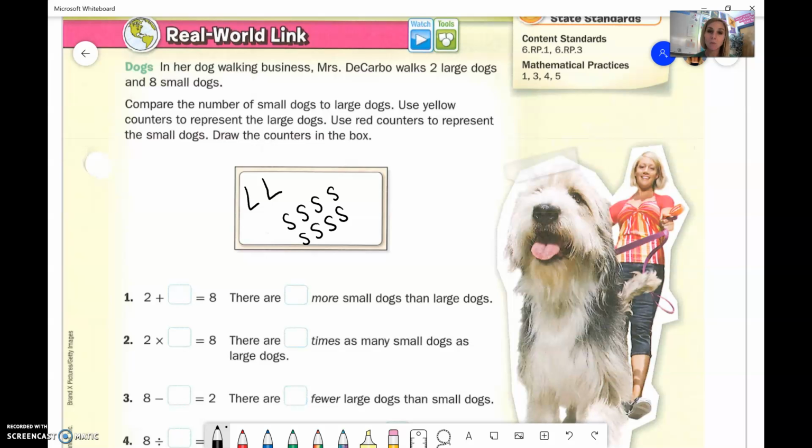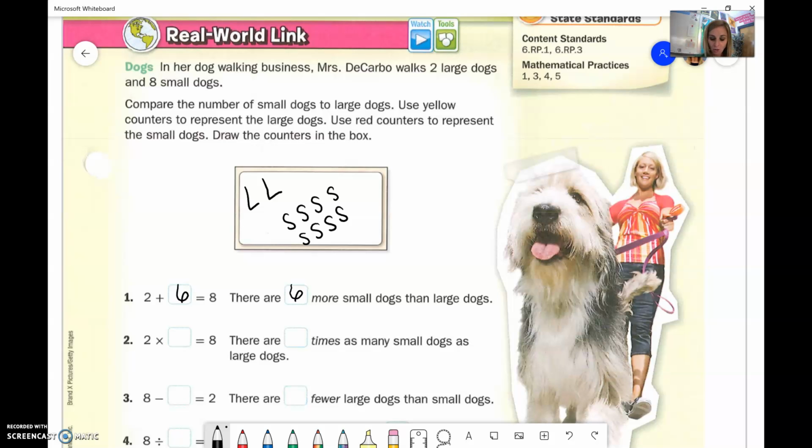It says 2 plus what equals 8? Well, we should know that. That's 2 plus 6, right? Okay, so there are 6 more small dogs than large dogs. How did we come up with 8? Well, take a look. There are 6 more small dogs than large dogs. So I can take one large dog and put it with a small dog. I can take one large dog and put it with a small dog, and that's it, right? Because I only have 2 large dogs, which means I have 6 small dogs left over.